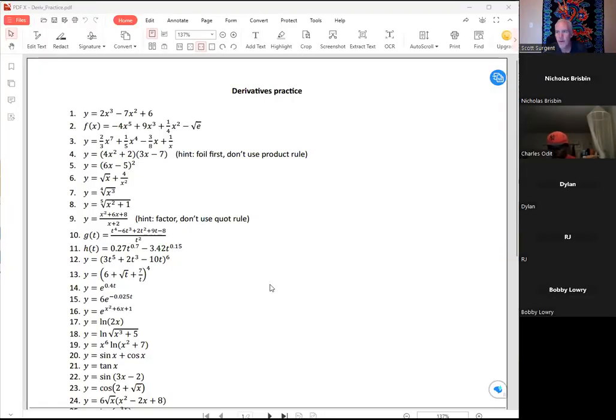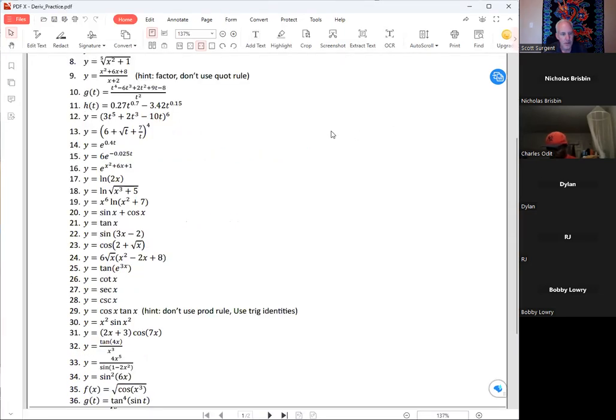I was hoping you could review derivatives with natural logs. All right, let's do that. So I'm going to pull a few from the sheet that I sent around. Let's look at 17 and 18. So y is ln 2x, and then y is ln of the square root of x cubed plus 5. And then let me scroll down and do it.